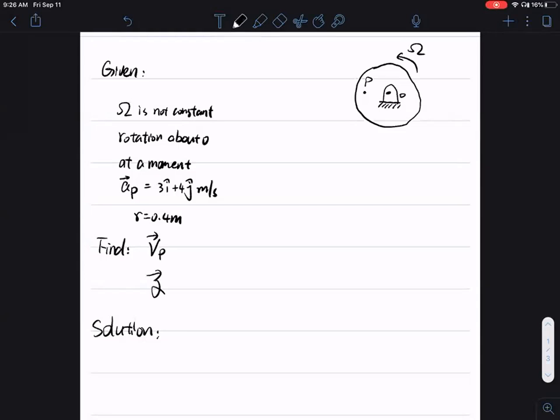Okay, let's first look at the first question, Vp. I want you to just try it yourself, maybe 3 minutes. Look at the notes, look at the equation for velocity for a rigid body, and try to apply that to this example.